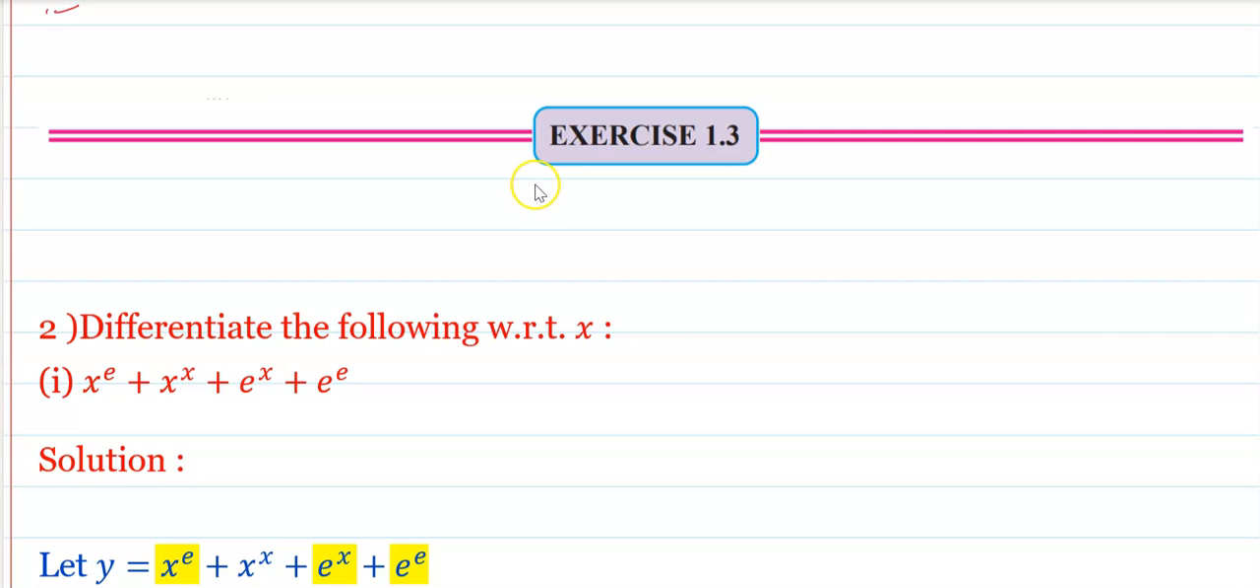Hello friends, now we'll start question number 2 from exercise 1.3. I will explain all 8 examples from question number 2. In my previous video, I had explained question number 1.